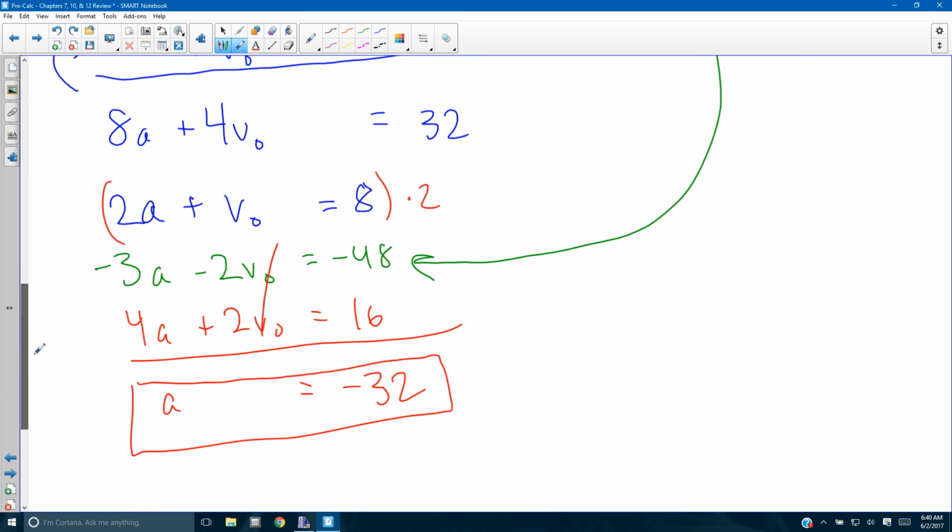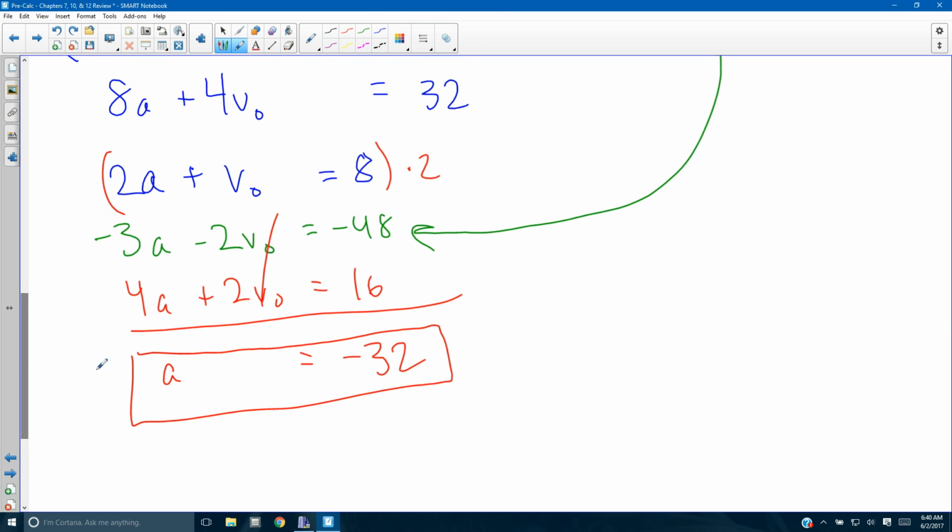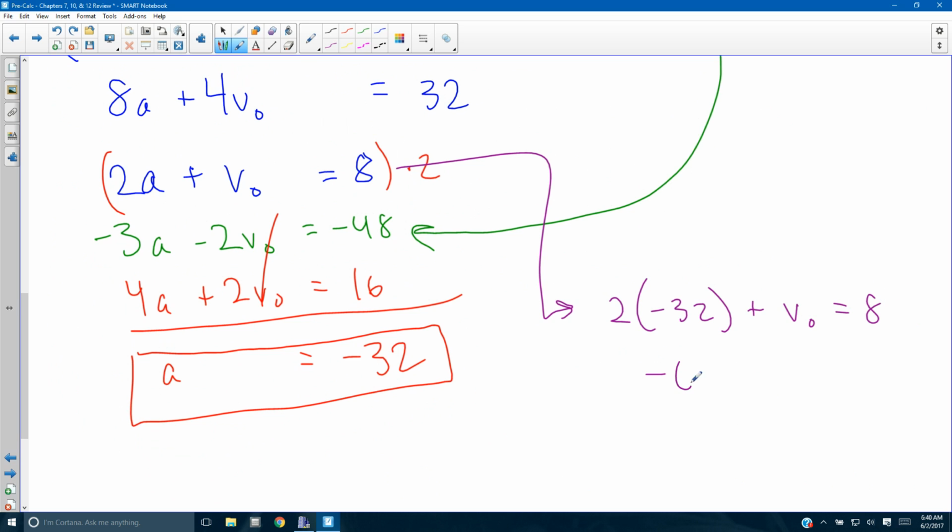All right, let's solve for v naught, the initial velocity component. Substitute -32 in for a in one of these equations. How about this one right here? So I'll get 2 times -32 plus v naught equals 8. So -64 plus v naught equals 8. Add 64, v naught equals 72.